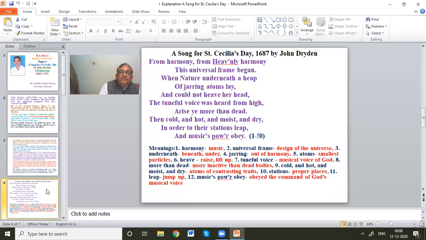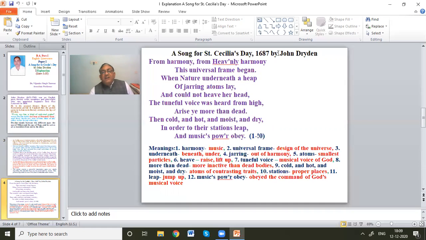The poet says, "From harmony, from heavenly harmony." Harmony means music, and heavenly harmony is music of great quality, having godly quality. "This universal frame begins with design": the present framework of the universe, in which we see many planets, earth with sea, mountains, rivers, plains. So this was created by the power of music.